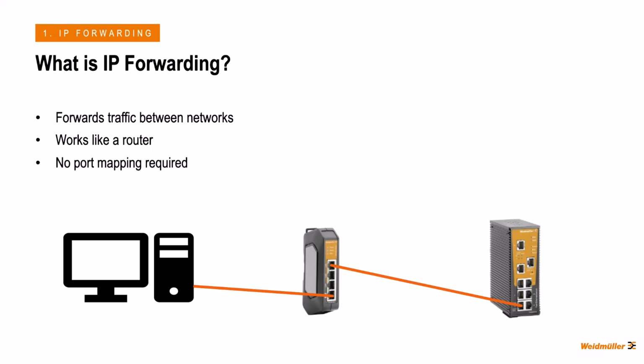IP forwarding allows you to get access to a device behind the router in a different network. It works similar to port forwarding. But instead of forwarding to a specific port, the traffic is forwarded directly to another IP address. This means all services of the device behind the router can be reached. This makes communication between different networks possible.